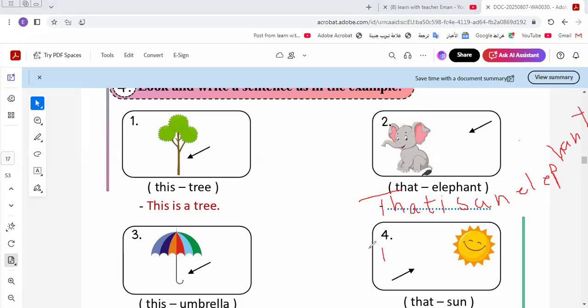Here we say that is a sun. That is a sun. The last one here, this is an umbrella. This is an umbrella. Okay. Let's go to another item here.